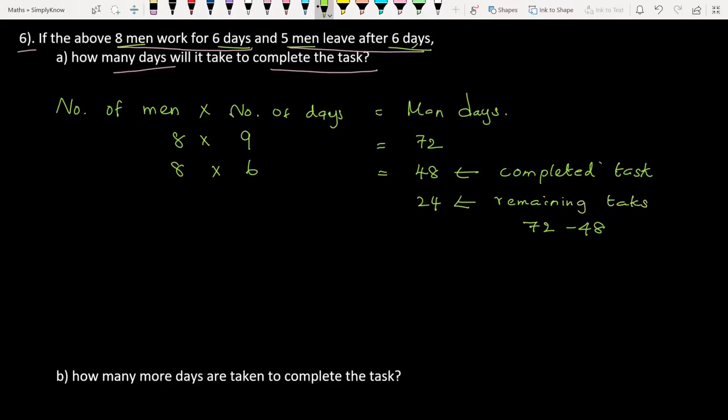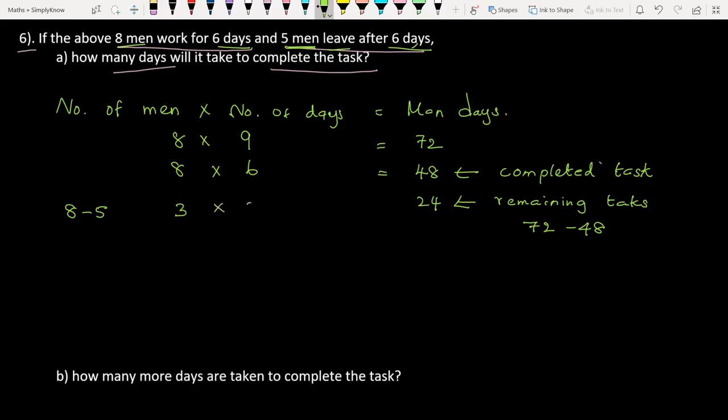To complete this remaining task, how many men are available? It says 5 men leave after 6 days, which means from 8 men, 5 men leave. So remaining number of men is 3. So 3 men work for how many days? We have to find it.